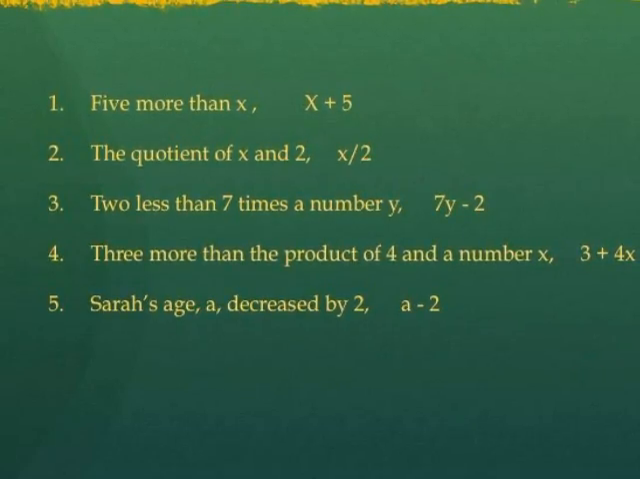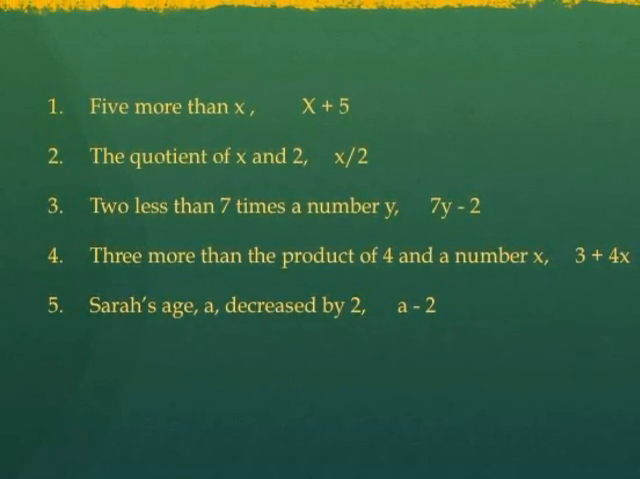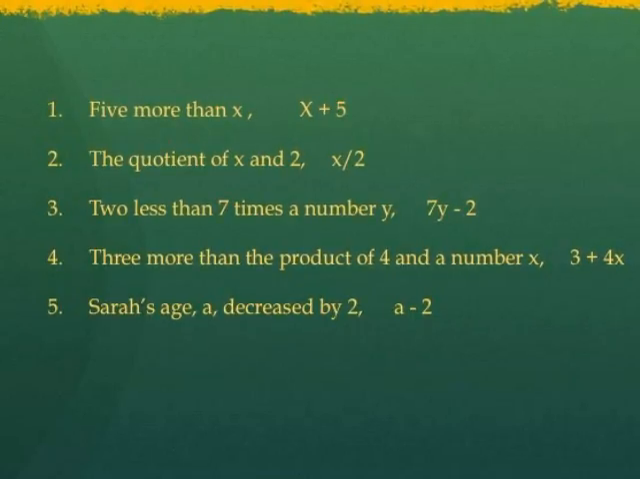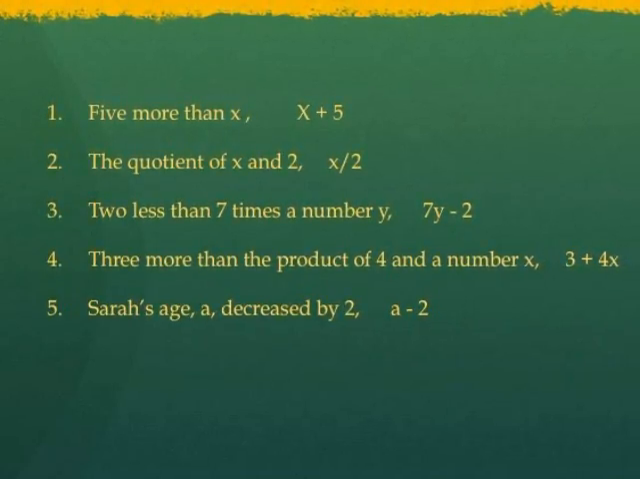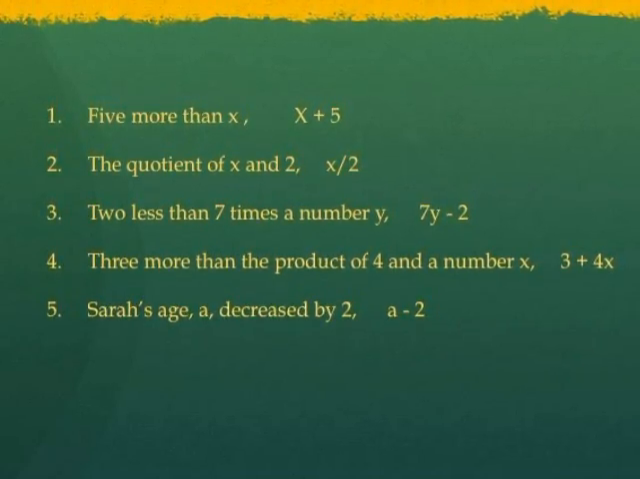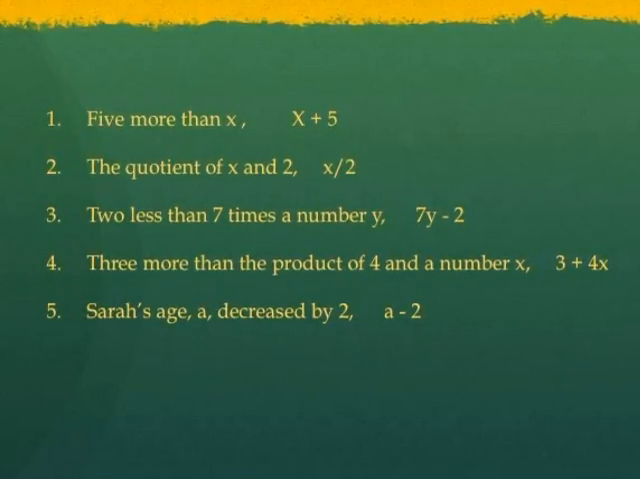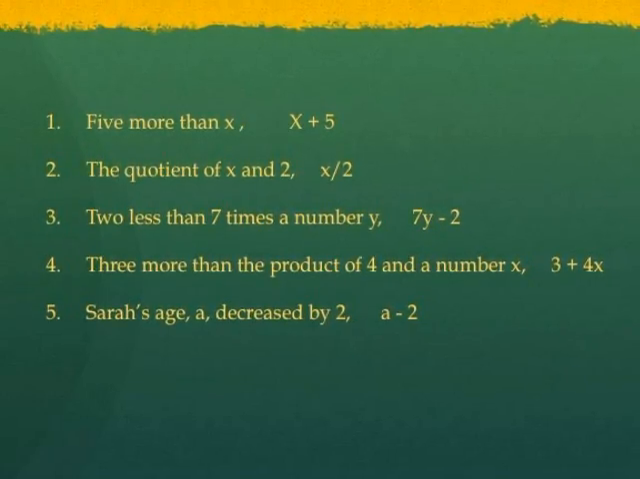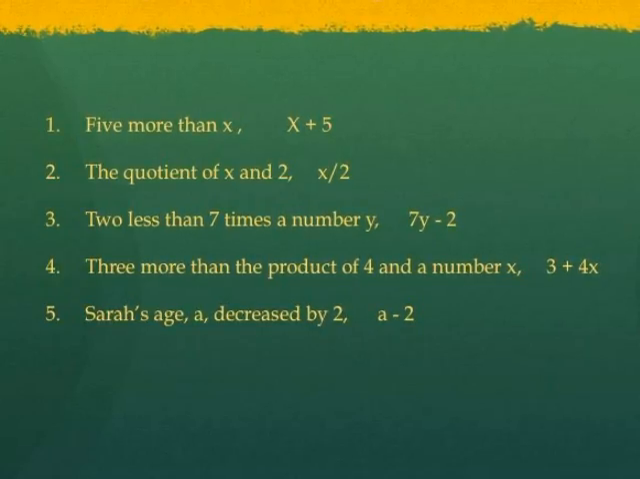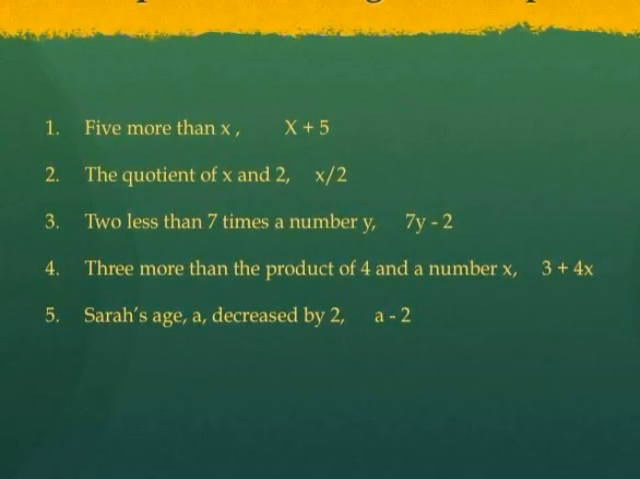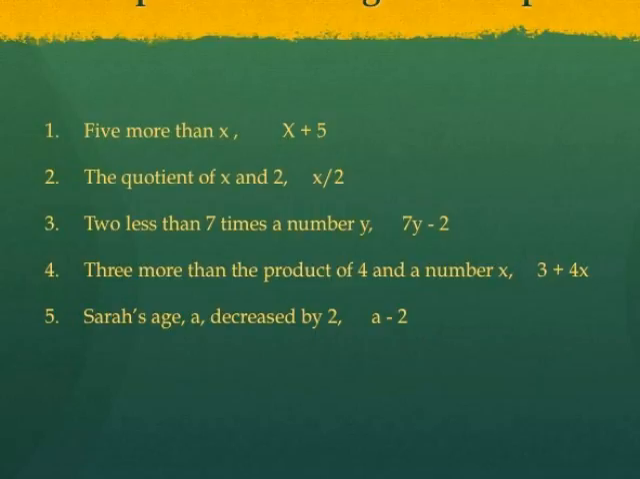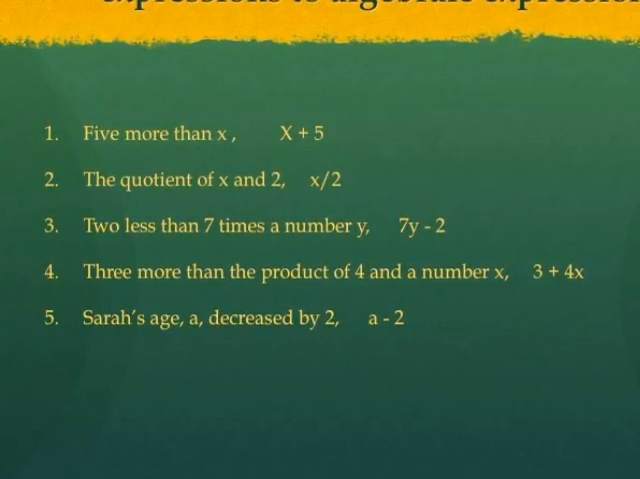Let's translate the following verbal expressions to algebraic expressions together. Number 1, 5 more than x. More than means to add, so x plus 5 should be your solution. Number 2, the quotient of x and 2. Quotient means divide, so x over 2 would be your solution.